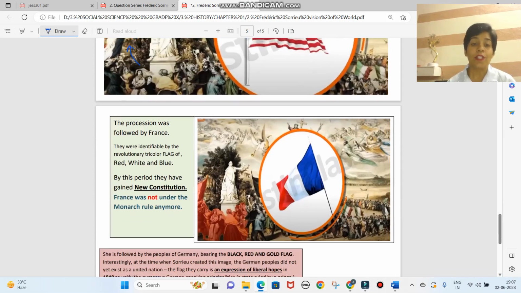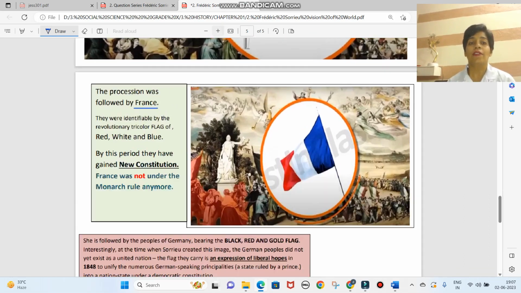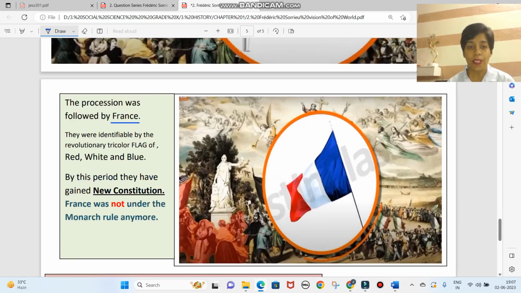Following them, the possession of freedom was taken over by France. Here you can see the people of France. They are standing just in front of the Statue of Liberty. That means they are about to achieve it. In 1848, France gained its own constitution and was no longer under monarchy rule.